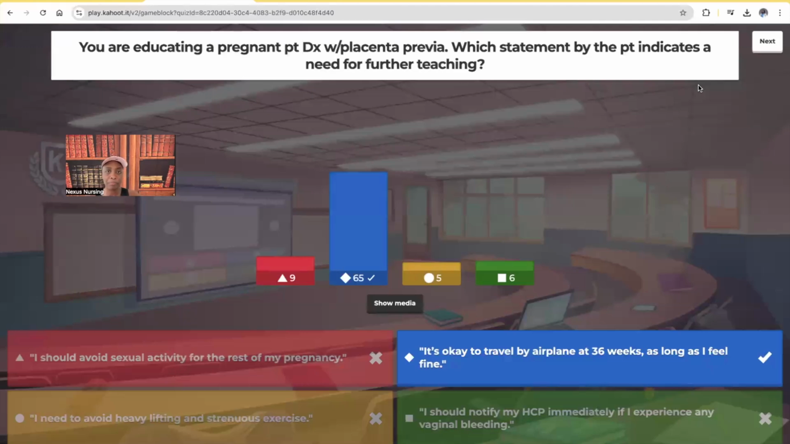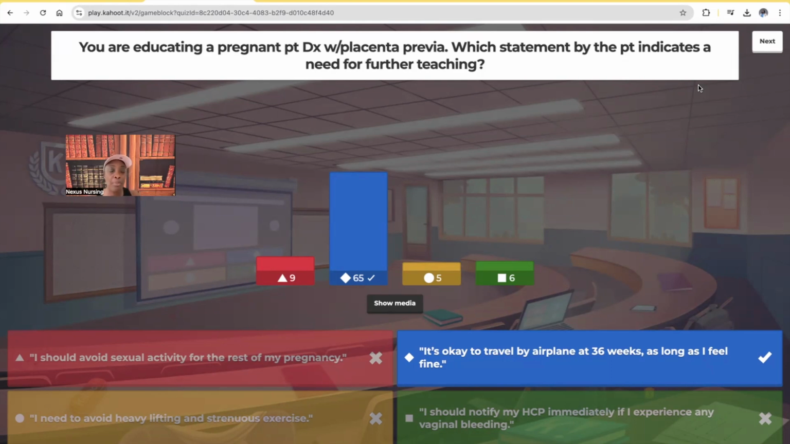Very good. No, it's not okay to travel as long as you feel fine. Think about what's happening here. We have to be very, very careful with this type of patient. If they are less than 36, 37 weeks, we're going to monitor them. They're going to be on bed rest, and we're going to monitor them very closely. If they're 37 weeks or up, what are we going to do? Yeah, we're getting that baby out of there, right? Mom's going to have a C-section.